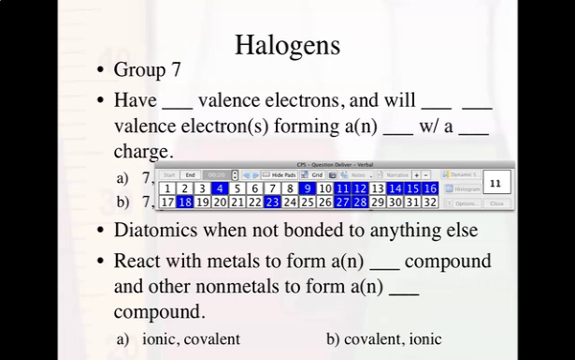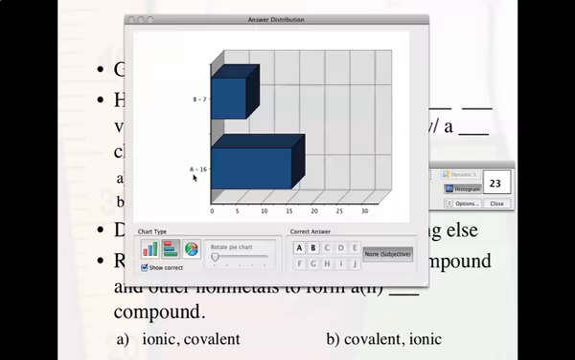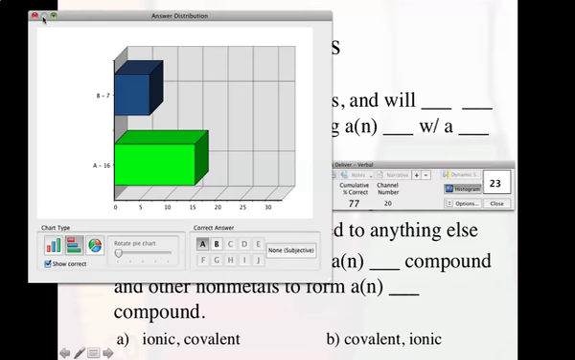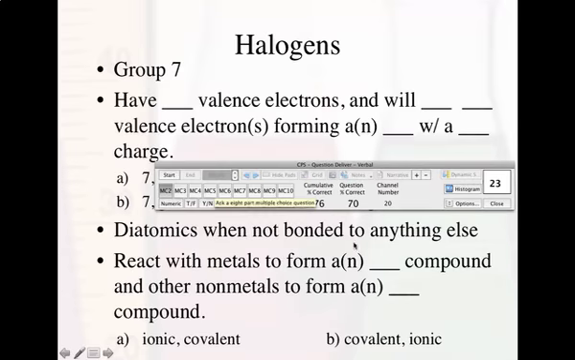Okay, so when halogens, which are nonmetals, react with metals, would they form an ionic or a covalent compound? And when they react with a nonmetal, would they form a covalent or an ionic compound? Okay, let's end this one. So, A is correct. When a halogen, or a nonmetal, in other words, reacts with a metal, it's ionic. And when a nonmetal and a nonmetal react, it's covalent. So A is the correct answer.